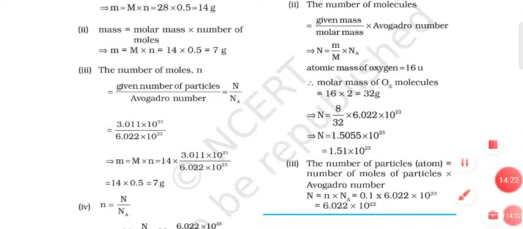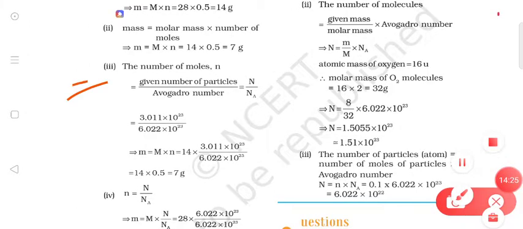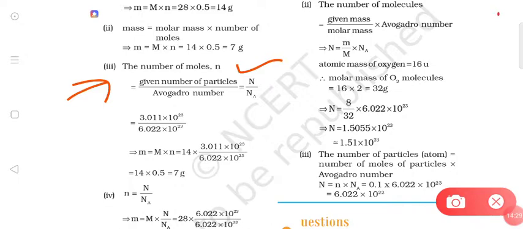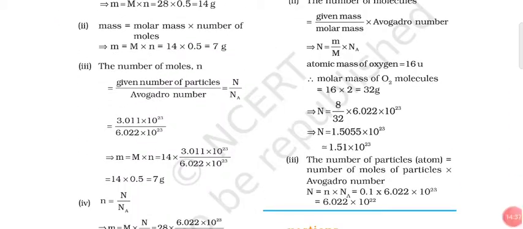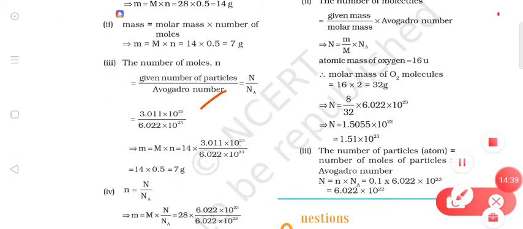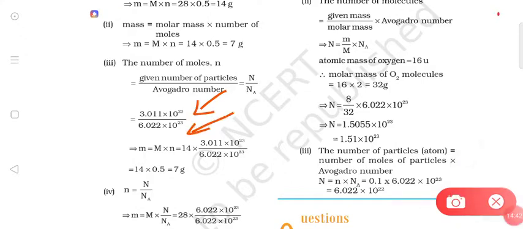So what is given here? Let's look at this. The number of moles, small n, is equal to number of particles upon Avogadro's number. We are given the total number of nitrogen atoms, right? So the total number of nitrogen atoms here, and Avogadro's number is here, right? We get the total number of moles, that will become 0.5 moles, right? We have to calculate the mass, so we will put this formula.